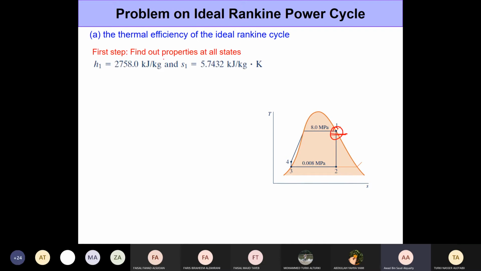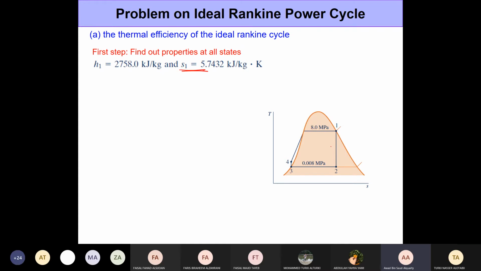The H1 and S1 would simply be equal to Hg and Sg at a pressure of 80 bar. You just go to the saturated pressure table, pick up the Hg and Sg values, and that's all you have for enthalpy and entropy. Now there's a very specific reason why we are bothering to find S1.